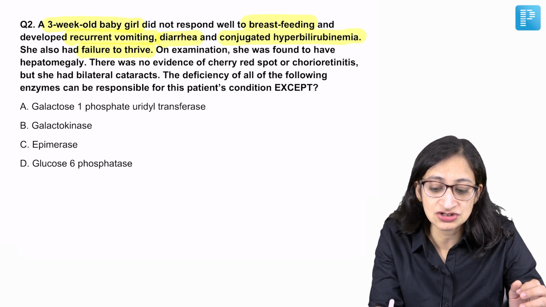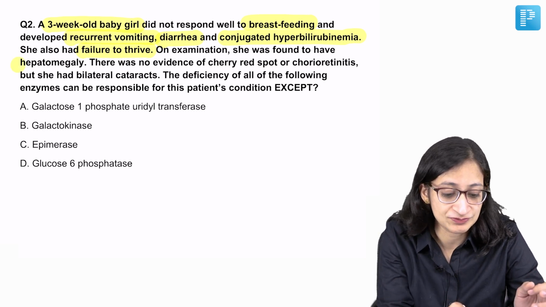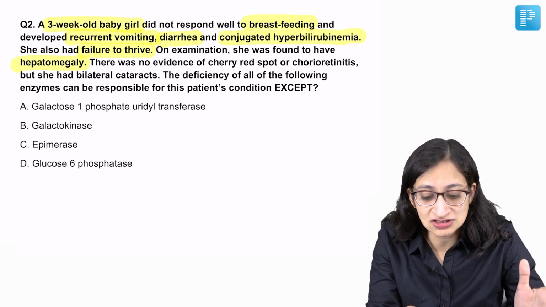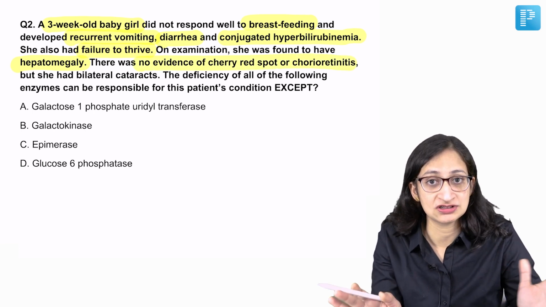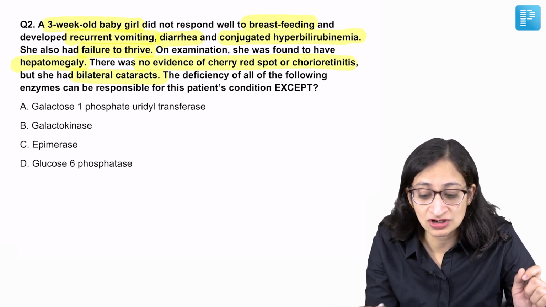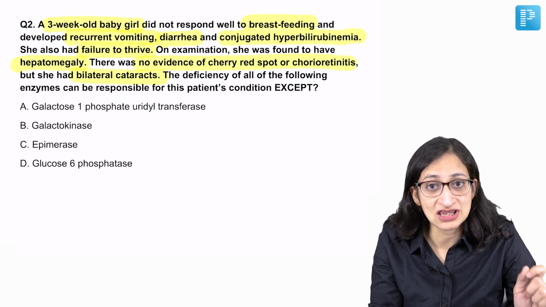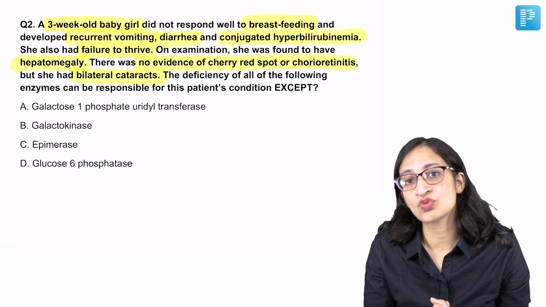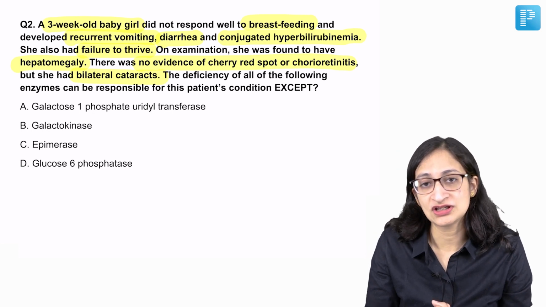On examination, she was found to have hepatomegaly. So liver is enlarged. Now, eye examination shows that there is no cherry red spot or chorioretinitis, right? But she had bilateral cataract. The deficiency of all of the following enzymes can be responsible for this patient's condition except. Yes, guys, so what do you think is the answer? Waiting for your answers.